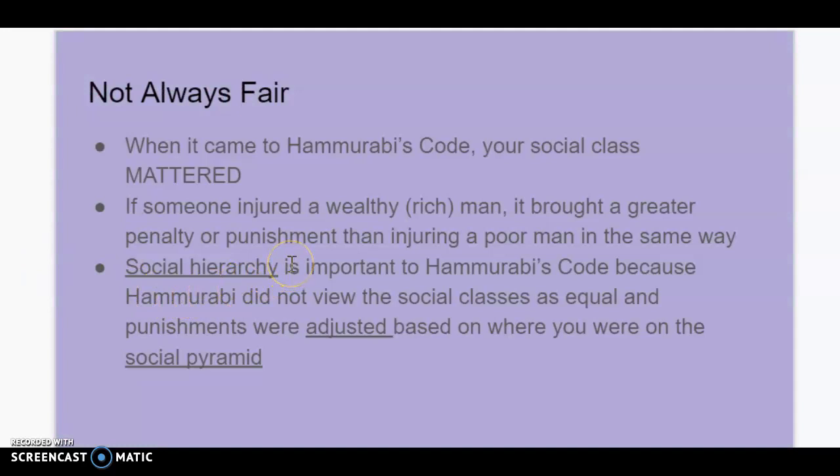And this is really our biggest takeaway: it was not always fair. Your social class depended on how you were punished, and even if you were punished. If you injure a rich man, you could be put to death. But if you injure a slave or a poor man the same way, then you can just pay a fine. It really means that the life of a wealthier person higher on the social hierarchy and the social pyramid was more valuable in ancient Sumer by law than if you were a lower social pyramid person. And this also means that the amount of wealth and power you have determines how you're treated in this society.